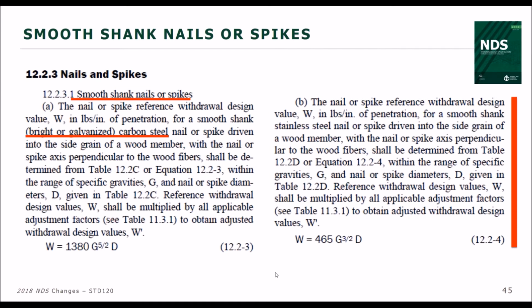Again, some more enabling language here for smooth shank nails. This applies to the bright or galvanized carbon steel nails. We've also added provisions for stainless steel nails or spikes. And these new provisions have to do with revised withdrawal design values for stainless steel nails. You'll notice the existing equation in the NDS, W equals 1380 G to the 5/2 D. The new equation for stainless steel nails, 12.2-4, is 465 G to the 3/2 times the diameter. So that's a brand new equation.